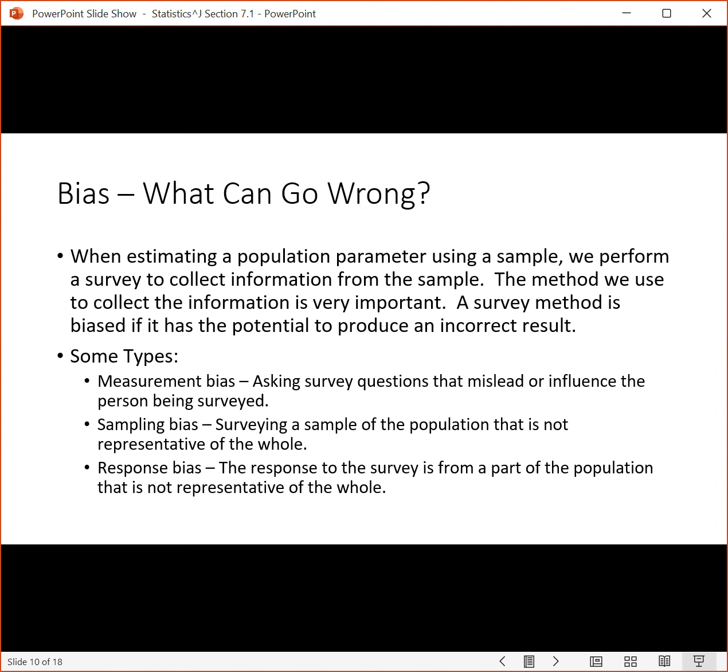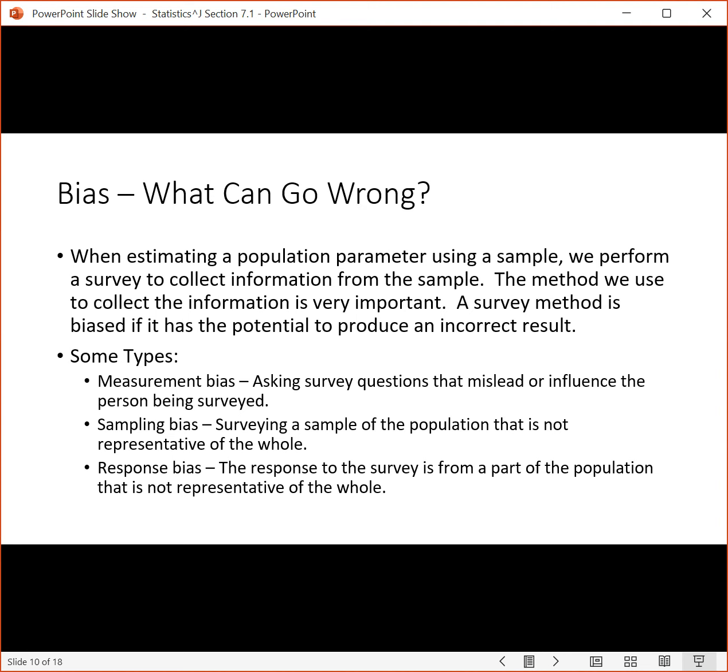So what are some types of bias? There's measurement bias. What is measurement bias? It's when you ask survey questions that mislead or influence the person being surveyed. It doesn't have to be intentional. It can be accidental, but it's still considered measurement bias if you end up asking survey questions that mislead or influence the person being surveyed.